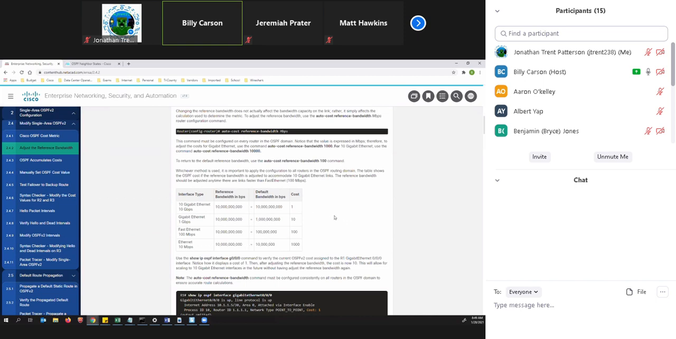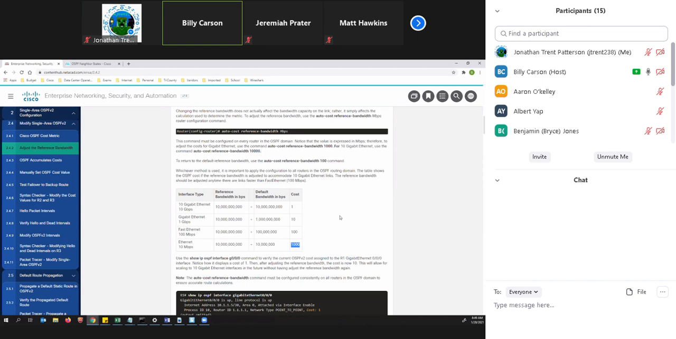So now this is very clear, isn't it? If I got a 10 gig line, my cost is 1. Remember, the lower the cost, that's the way we want to go. I got a 1 gig, it's a 10. If I got 100 megabits or fast Ethernet, it's 100. And if I got a 10 megabits, it's 1,000.